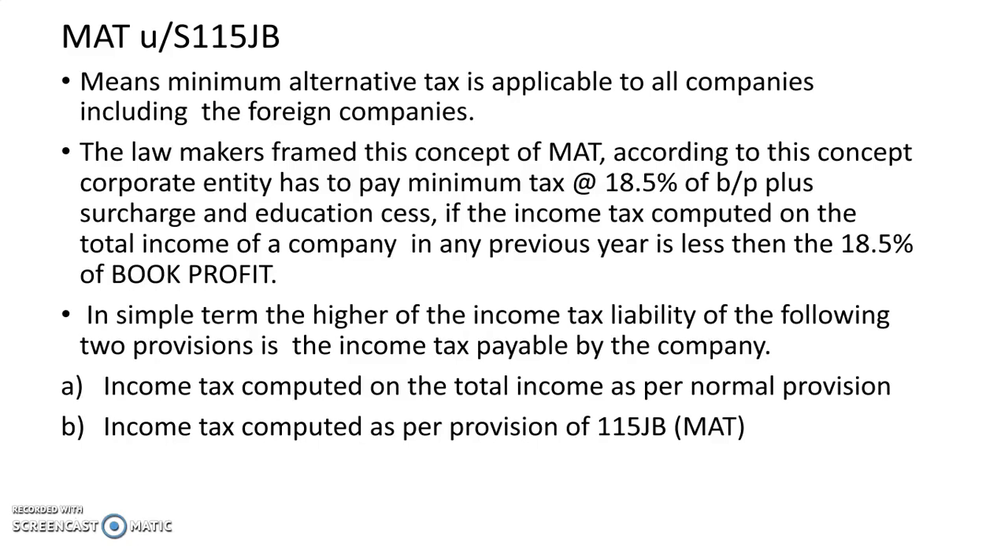So to put an end to all these problems, the lawmakers framed this concept, that is MAT, Minimum Alternative Tax, under Section 115JB. So corporate entities are made liable to pay a minimum of 18.5% of book profit if the actual tax payable is less than that percentage.